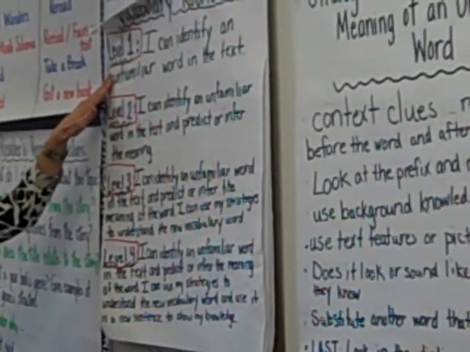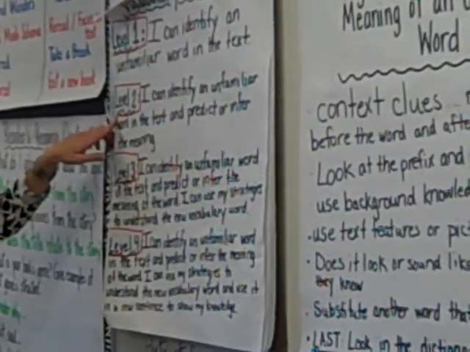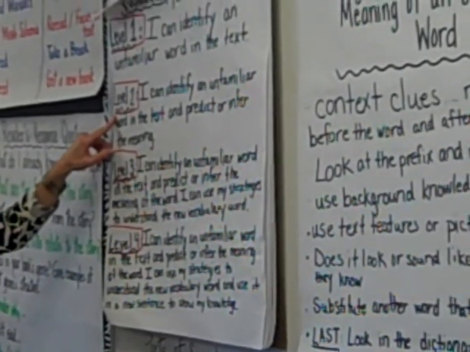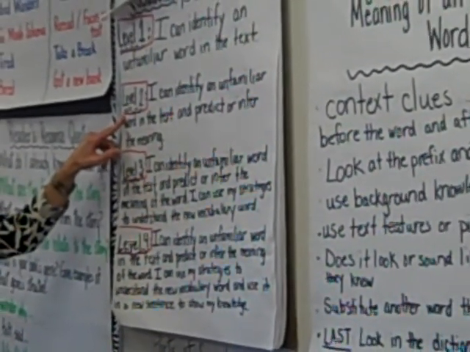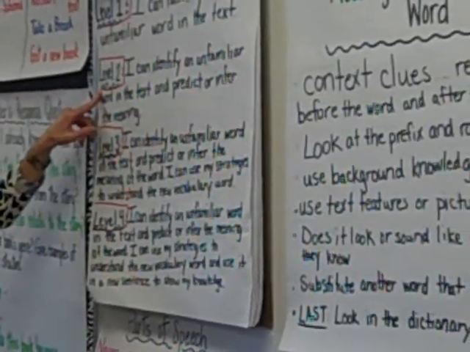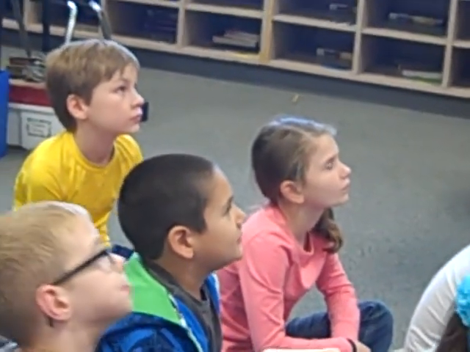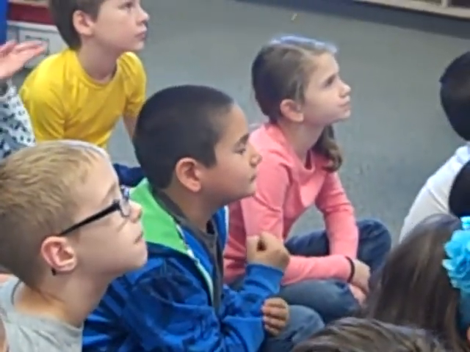You had post-it notes out and you were identifying words that were unfamiliar to you in your text. Level 2, you're still going to identify those unfamiliar words, but you're going to add a step to that. What step are you going to add to that on a level 2? Evan? You're going to predict what that word means? Excellent.